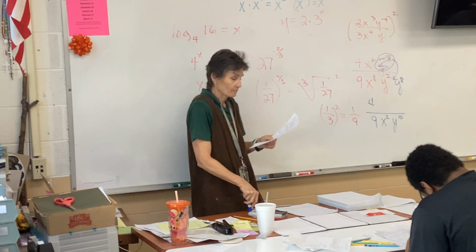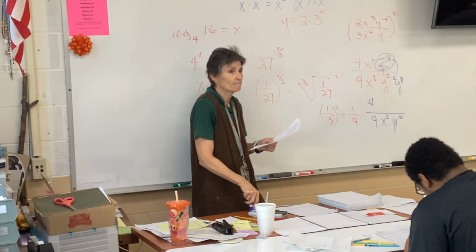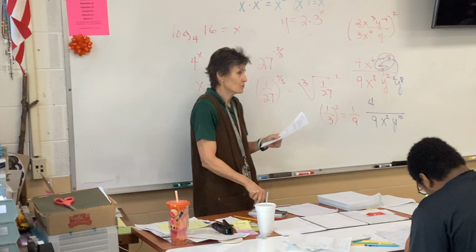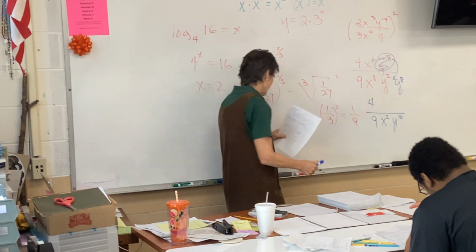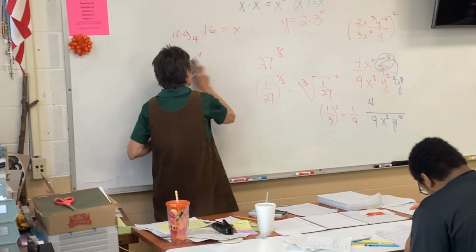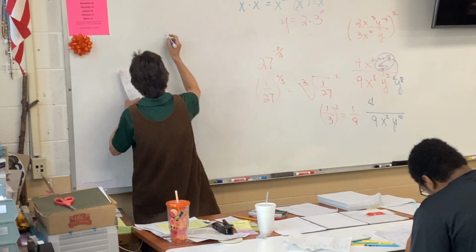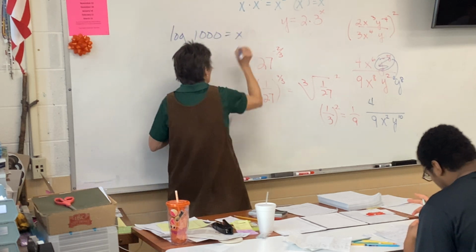G is a, what's G? 9. It's one of our properties. When the 2 and the 2 match like that, the answer's 9. H is another one that you might want to set equal to x. You don't have to, but it might make it easier for you.